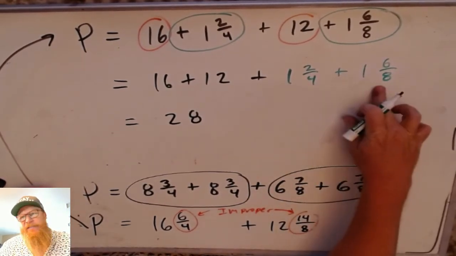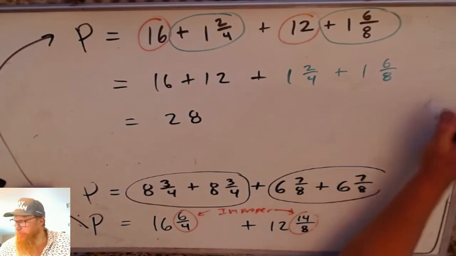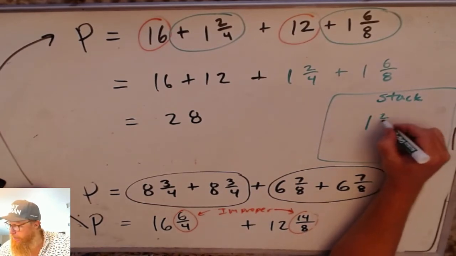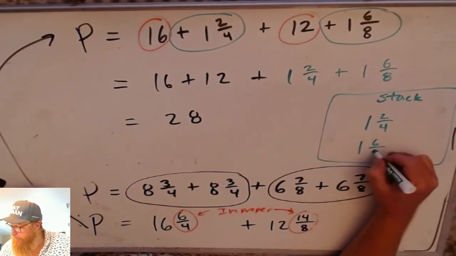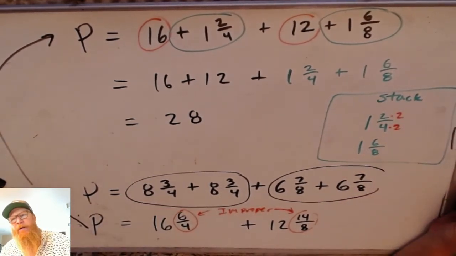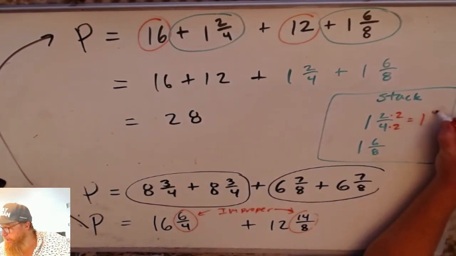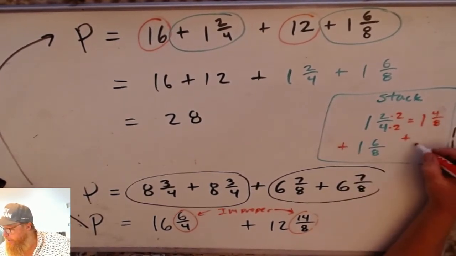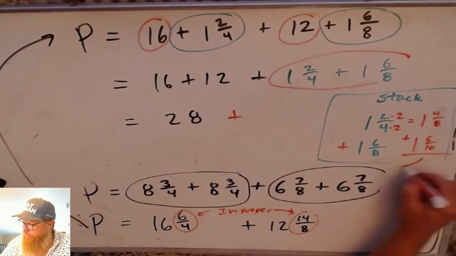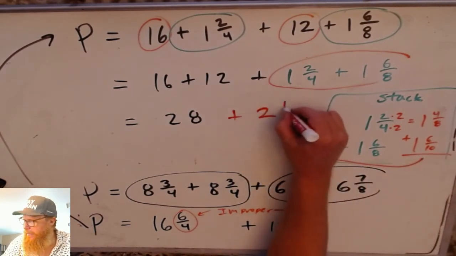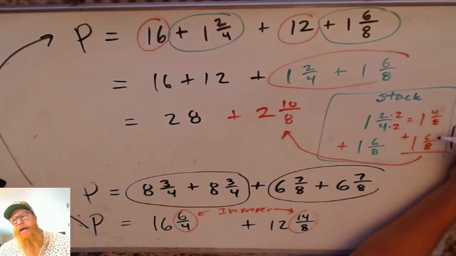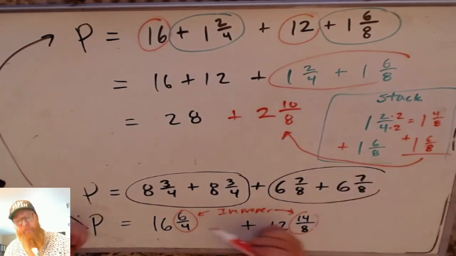All right, we're going to need an LCD here. If you prefer to stack them, well, you could try horizontally, but it's probably better to stack. Multiply this one by 2. Yeah, so that becomes 1 4/8 plus 1 6/8. So this becomes 2 10/8. 4 eighths plus 6 eighths is 10 eighths.